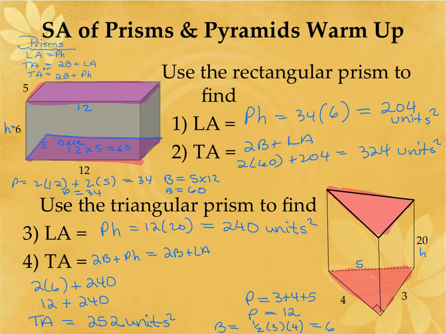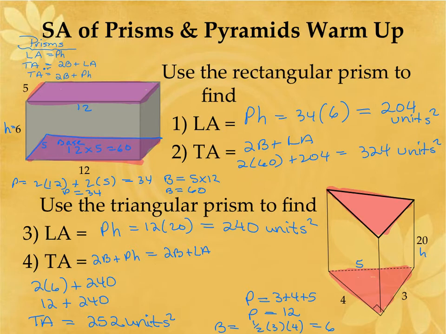So for the rectangular prism, this one is the only one where you could choose which rectangle is your base. When I worked this question out, I actually used the top and the bottom as my two base rectangles. So the dimensions of my base were 5 by 12. I went ahead and found the perimeter and the area of that base.